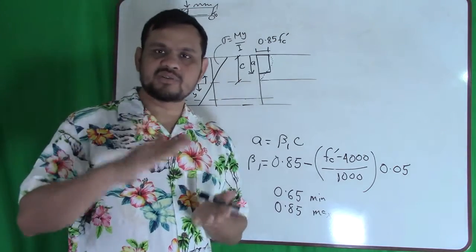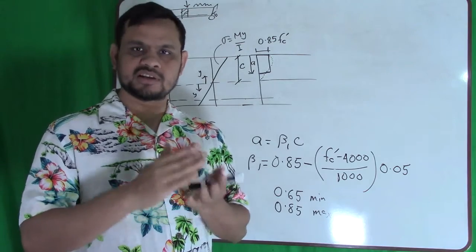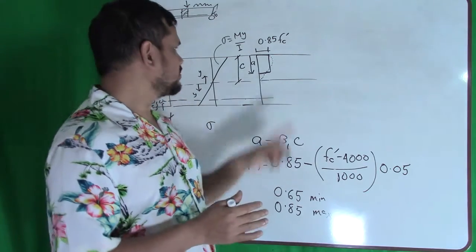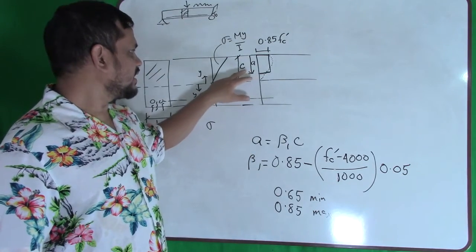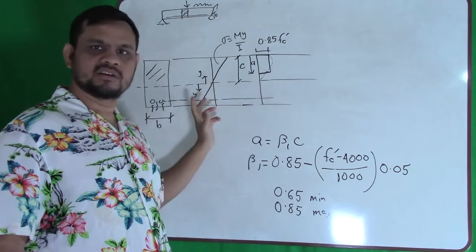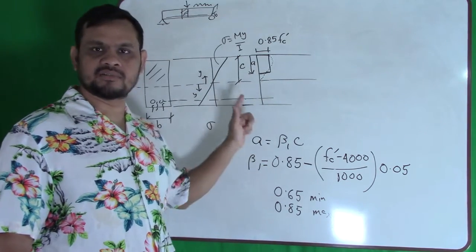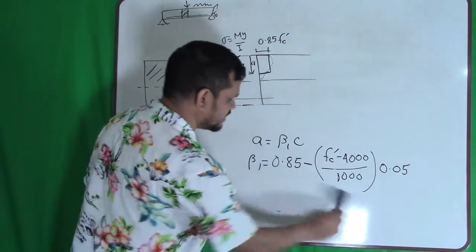c is the actual depth of the neutral axis. a is the depth of the equivalent rectangular stress block. So you know what is a, what is c. How to find c from a or a from c, whatever it is, if you know beta 1, you can find it. Okay, so the story about beta 1 is done.